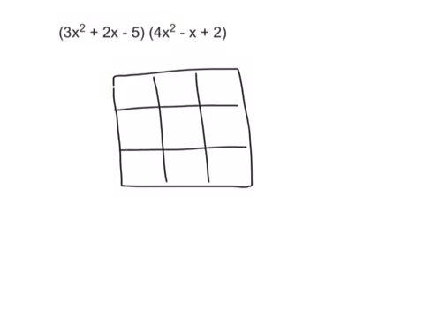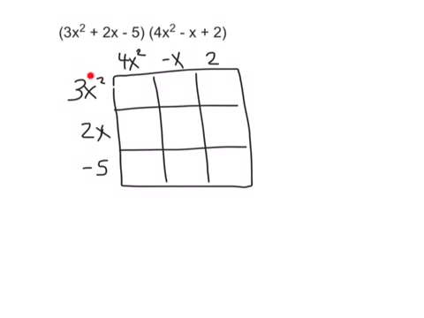There's my array. Looks kind of like tic-tac-toe. All right, so we have 3x squared, and we have a positive 2x, and we have a negative 5. The other polynomial has 4x squared, negative x, and positive 2. If you'd like to pause the video and try this on your own and see how you do, go ahead. If you'd rather watch this example, that's fine too. Just also include it in your notes.